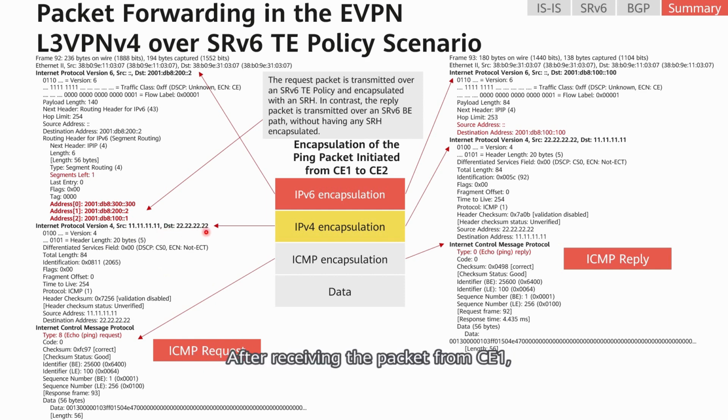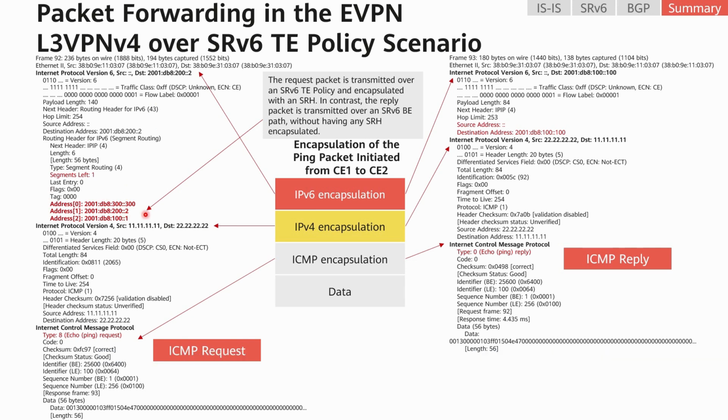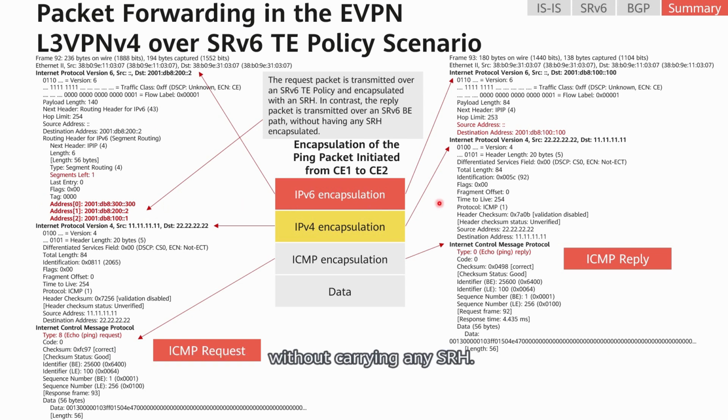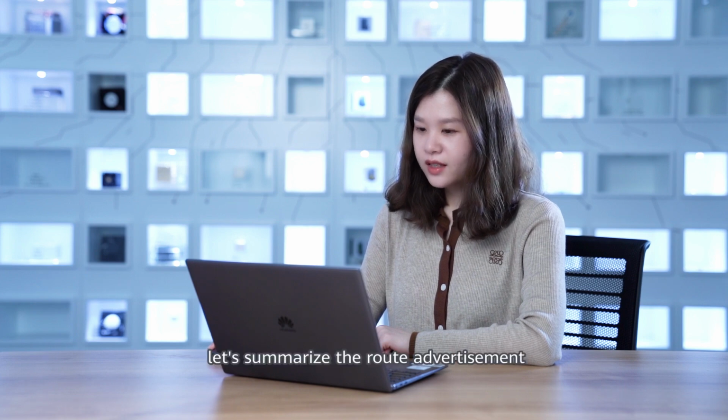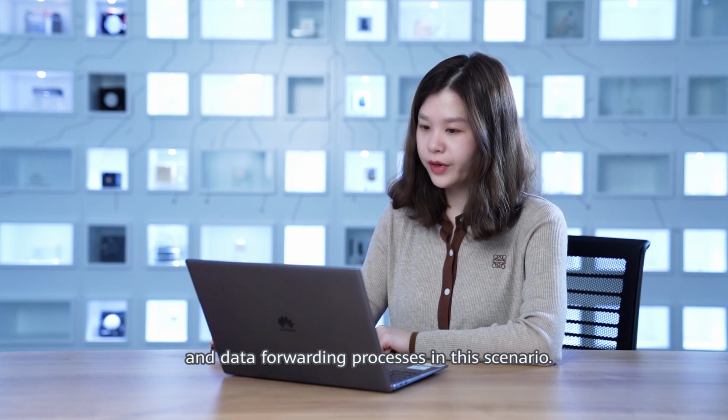After receiving the packet from CE1, P1 performs SRv6 encapsulation by adding an SRH into the packet. In contrast, the reply packet is transmitted over an SRv6 BE path without carrying any SRH. That's all about the encapsulation of packets in an EVPN L3VPNv4 over SRv6 policy scenario. As we reach the end of this course, let's summarize the route advertisement and data forwarding processes in this scenario.